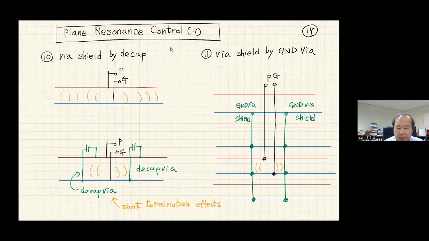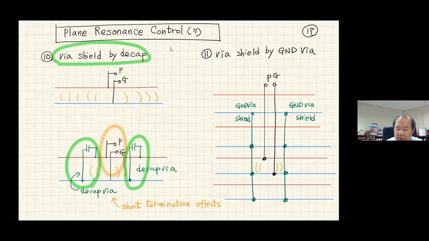Another important design is VR shield by decap. Let's assume that you have a power ground VR that is creating a traveling wave, a current wave that is traveling in the G direction and minus G direction. If you put a decap and VR just adjacent to this VR, the wave will be detected by the VR and it will be consumed by a resistor in the decap. And this decap with the VR can serve as a shielding structure so that it will reduce some propagation of the resonance wave.